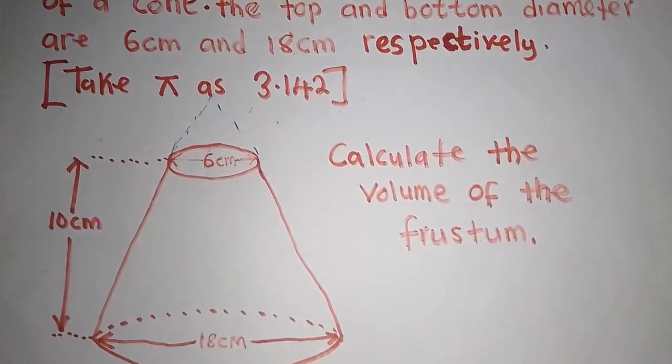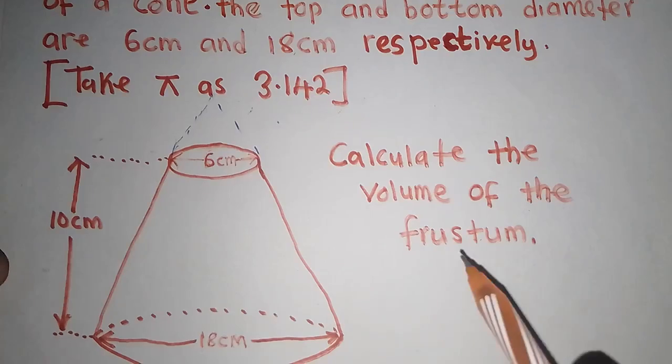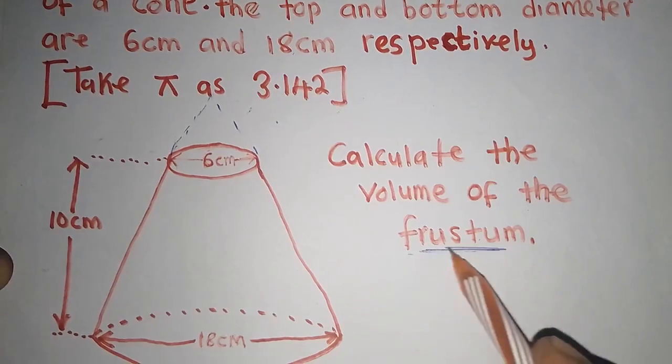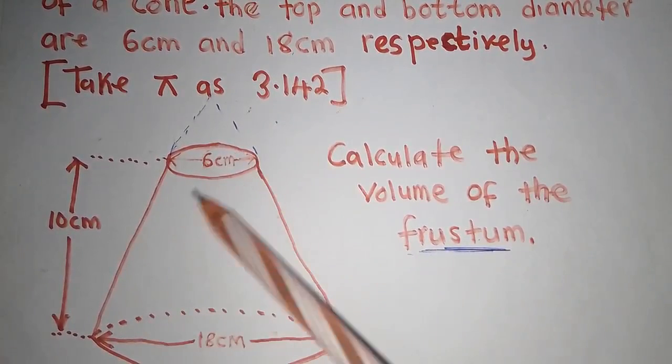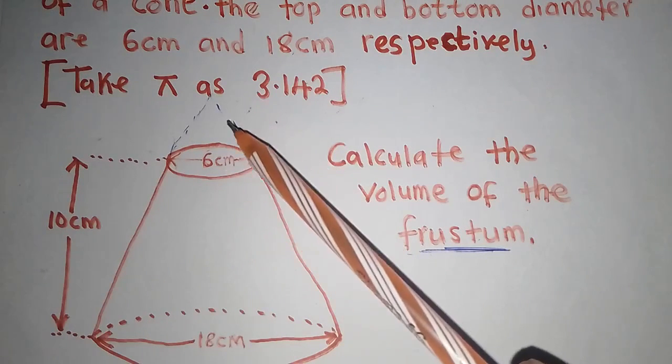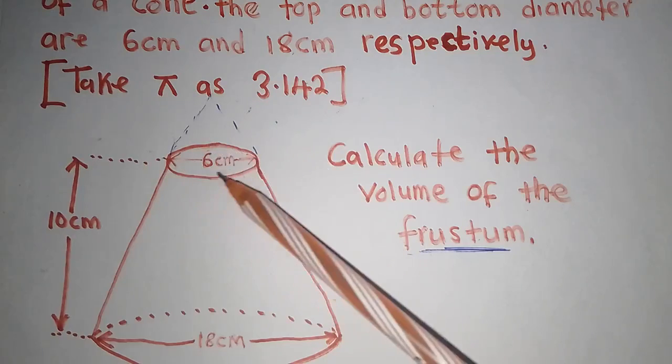Now, what is the first thing you are supposed to do? The first thing that should come to your mind is that you need to know how to find the volume of a full cone. The question is saying find the volume of a frustum. What is a frustum? A frustum is the part that remains when a full cone has been cut. So now we want to find the volume of this frustum.